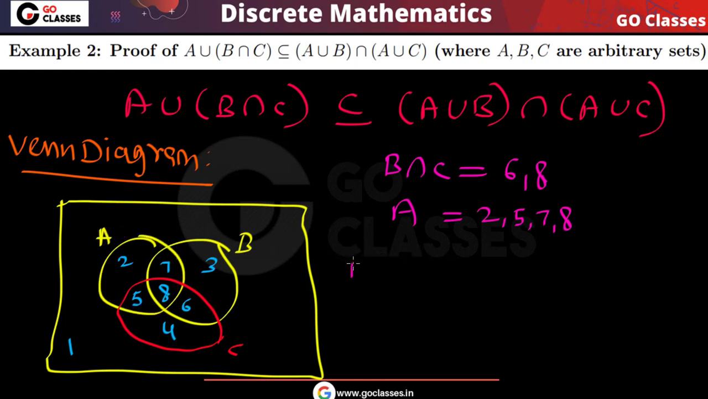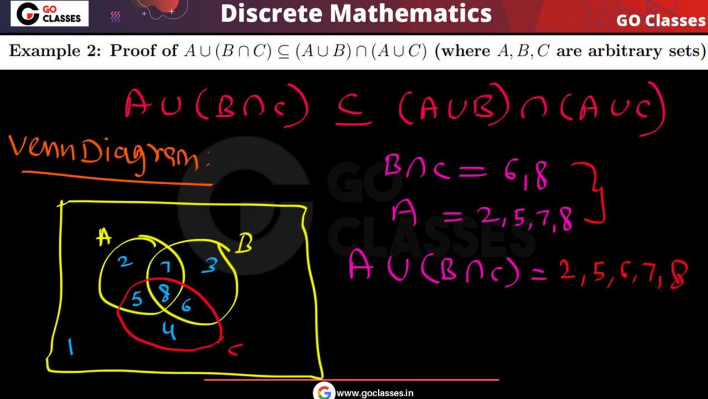What is the area of A union (B intersection C)? It means the union of these two areas, which will be 25678. For this, the area will be 25678. Now what is the area of A union B? What is the area of A union B? A union B area means the common area of A comma A union B.